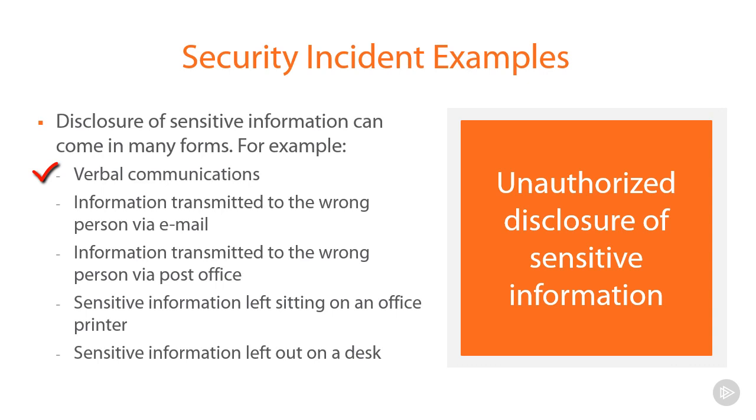Verbal communications, two people talking to each other, information could be disclosed. Or while they're talking to each other, someone else could overhear them and learn something about a piece of information that they have no business being privy to. Information could be transmitted to the wrong person via email or via the post office. Under either circumstance, any information received by the wrong person is an incident and it has to be managed as such.